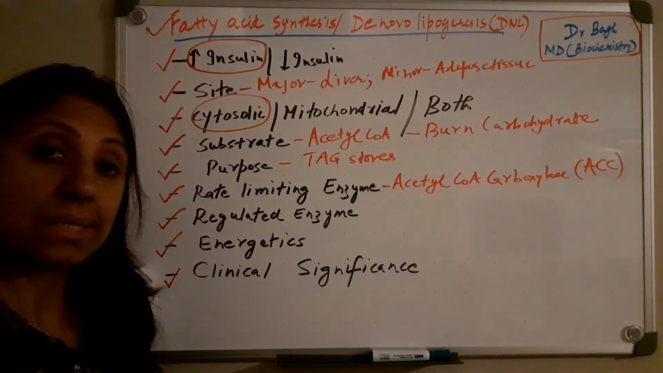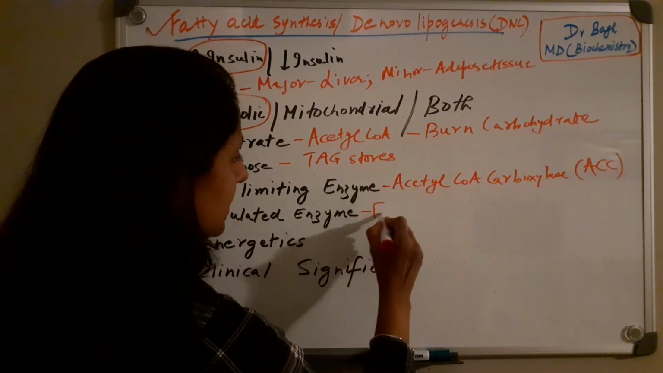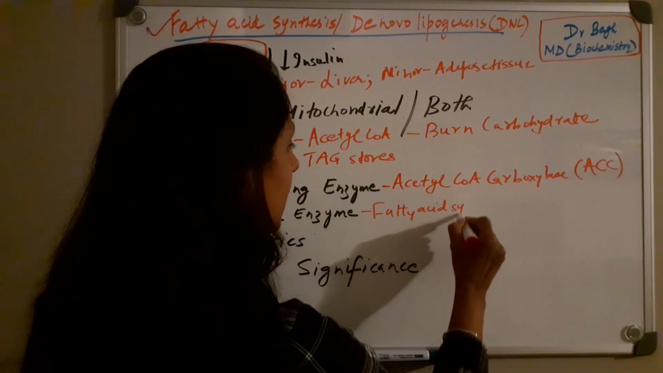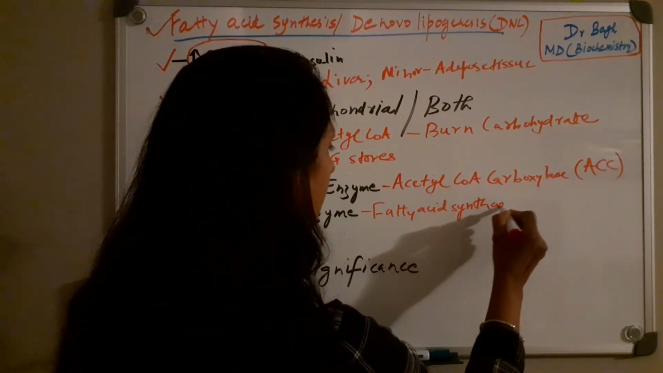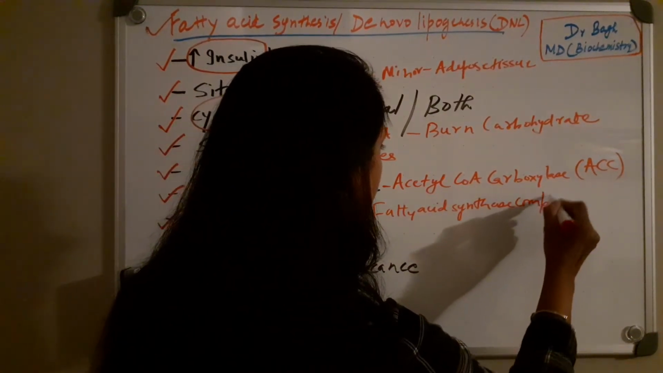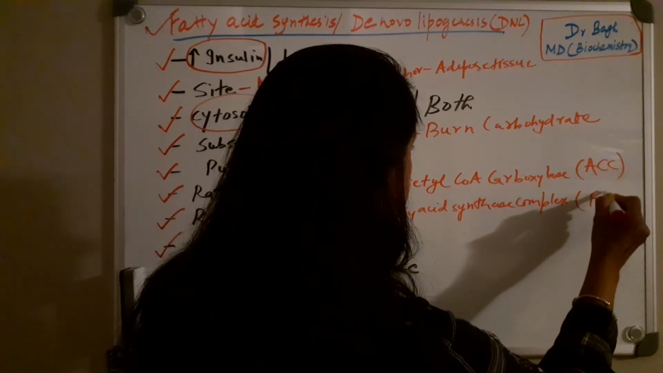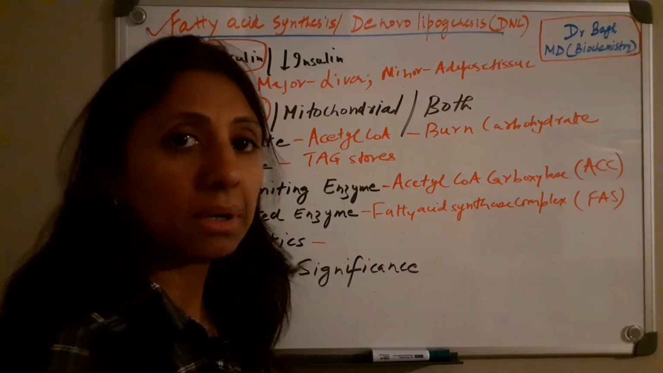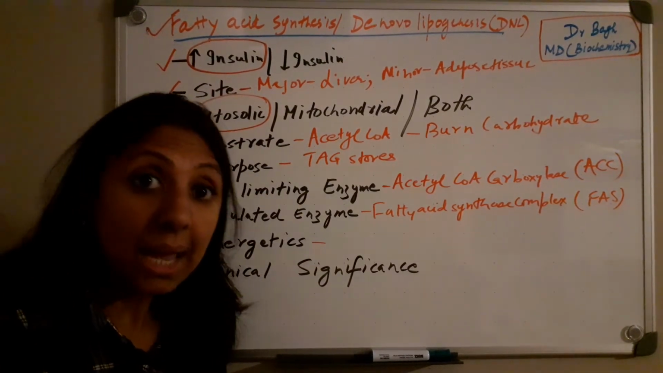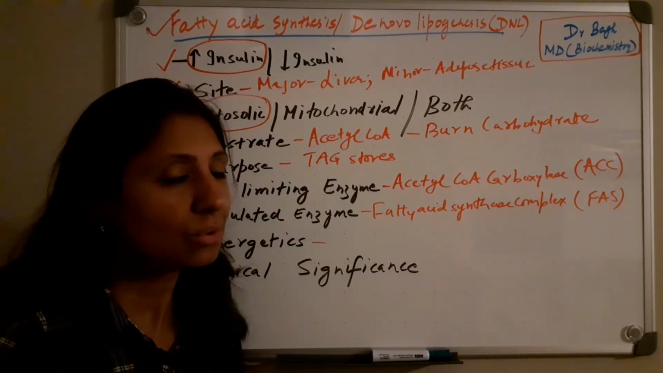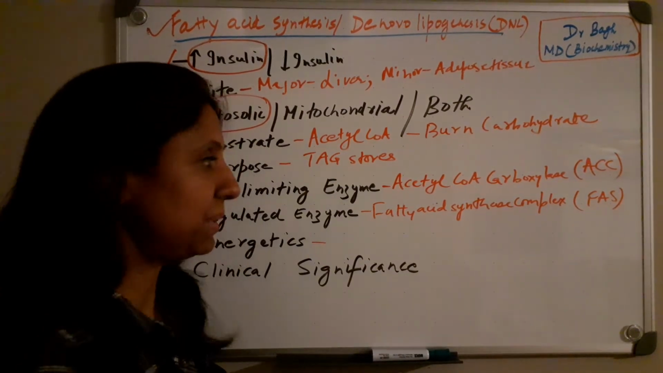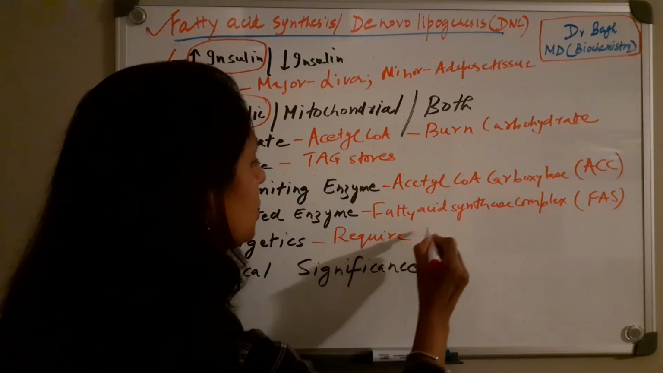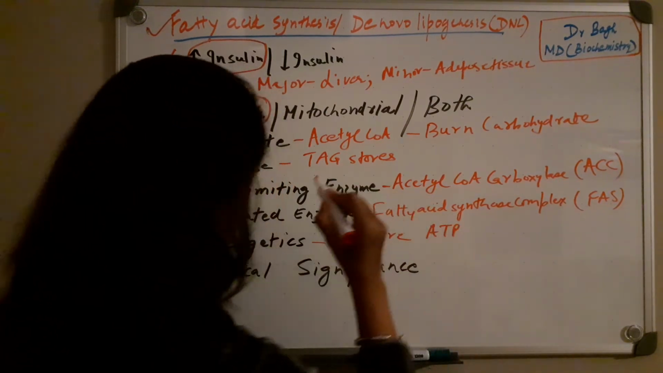What is the regulated enzyme of the pathway? The regulated enzyme of the pathway is the fatty acid synthase complex, also known as FAS. What are the energetics of the pathway? Remember always in your body that synthesis needs ATP. So this pathway will not produce ATP, but this pathway will require energy in the form of ATP.